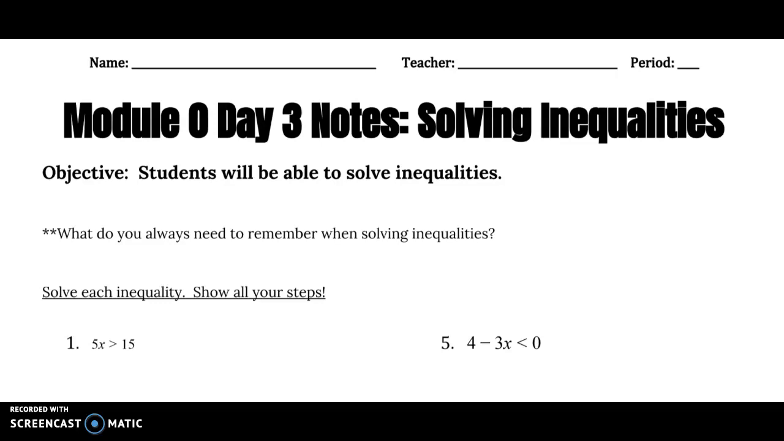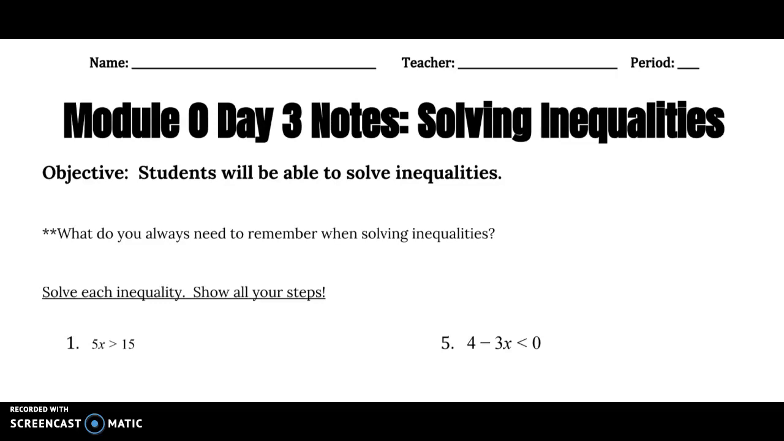Hey guys, so in this video, we are going to explore solving inequalities. So our objective is just that. Students will be able to solve inequalities. We will be just basing these in one variable for now. Later on in this course, you will do two variable inequalities, but for now, we're going to focus on just the one variable. So solving inequalities is very similar to solving equations.